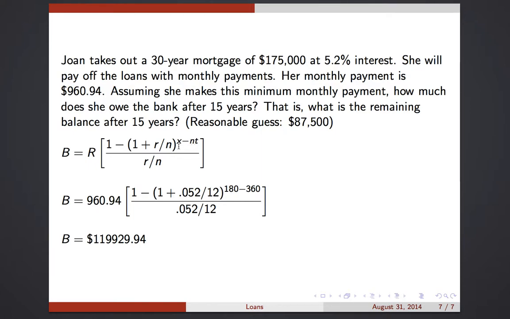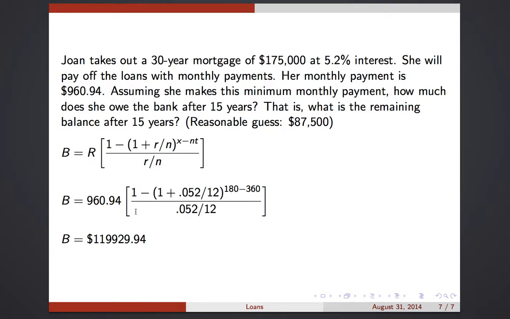X is what depends on this 15 years. So 15 years into the loan, she's made 180 payments. So that goes right here. So the exponent up here is 180 minus 360, which is negative 180. So that's what goes in the exponent now. Okay, but just like before, you can just take this computation one step at a time, and what you will end up with is almost 120 grand.